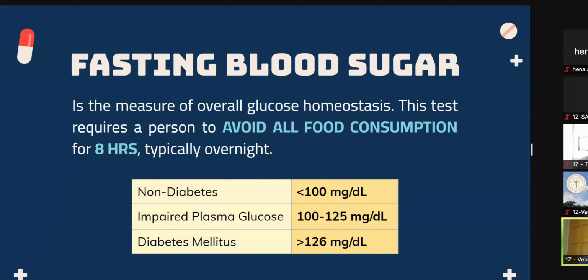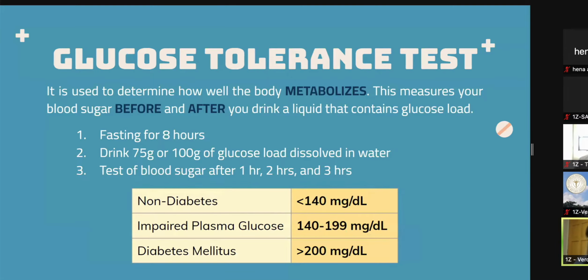With fasting blood sugar, it measures overall glucose homeostasis. This requires a person to avoid all food consumption for 8 hours, so typically this is done overnight. If a person has a level of 126 milligrams per deciliter or higher after a fasting test, they have diabetes. A non-diabetic should show less than 100 milligrams per deciliter. Impaired plasma glucose or pre-diabetic should be around 100 to 125 milligrams per deciliter. And a diabetic patient, more than 126 milligrams per deciliter.